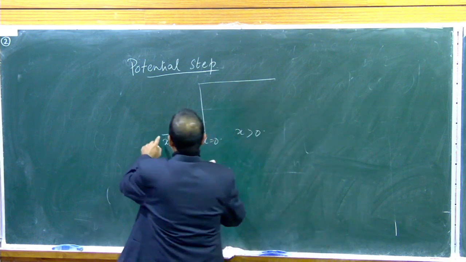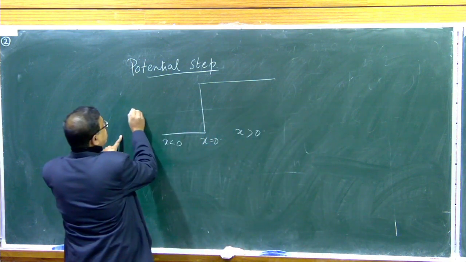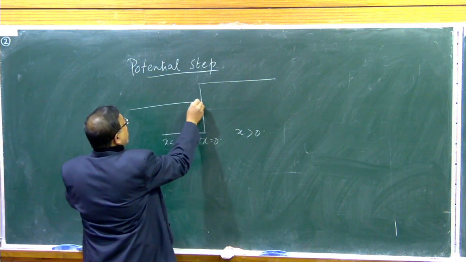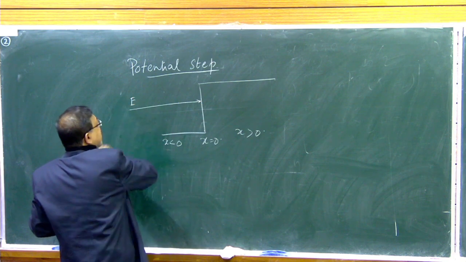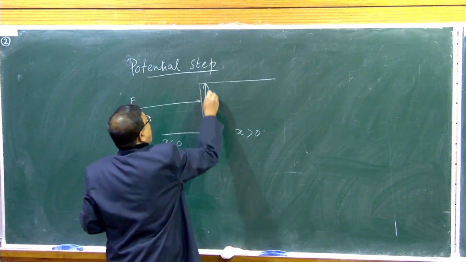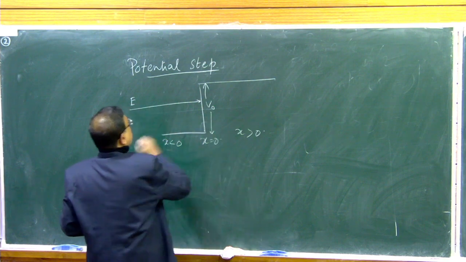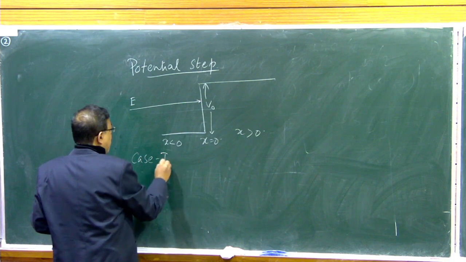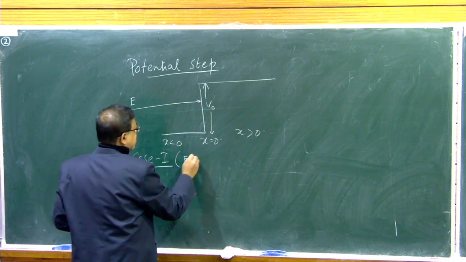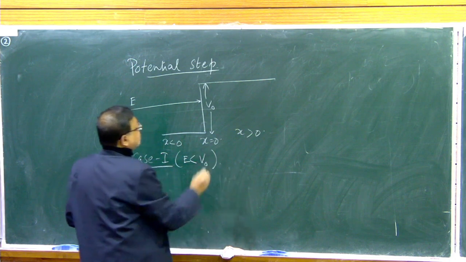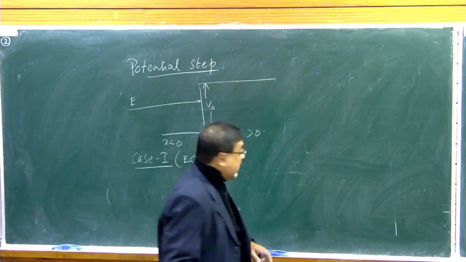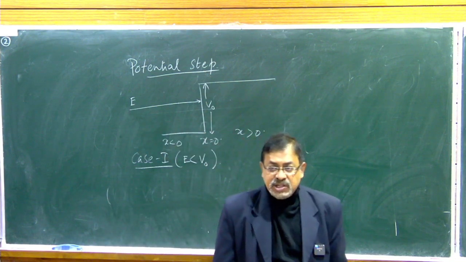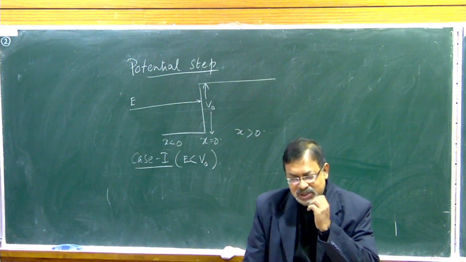The particle comes from the x less than 0 regime, so this region is where the particle initially comes from, and it's more interesting to talk about an E which is less than the height of the potential. Let's call it V naught, so E less than V naught. Let's call that case 1, the most important case, where E is less than V naught but E is greater than 0, which means we are not talking about negative energies. Negative energies are also possible, and they are called bound states.